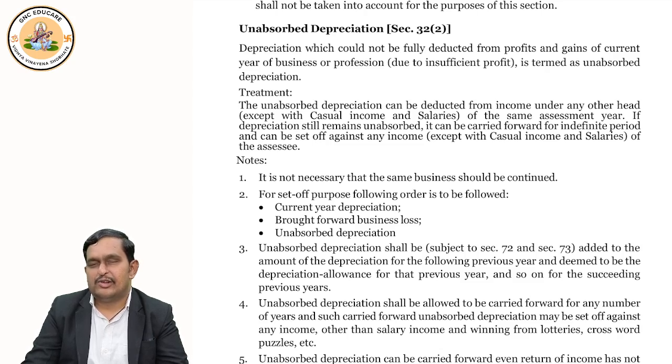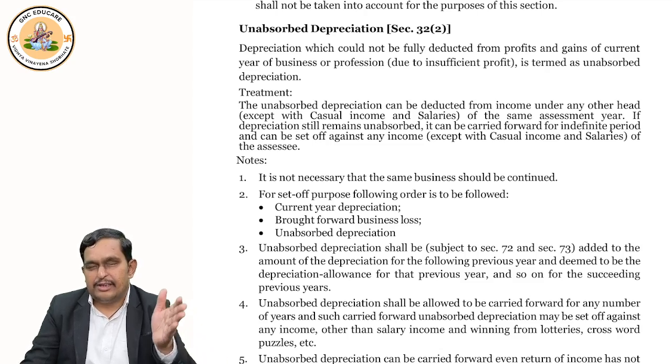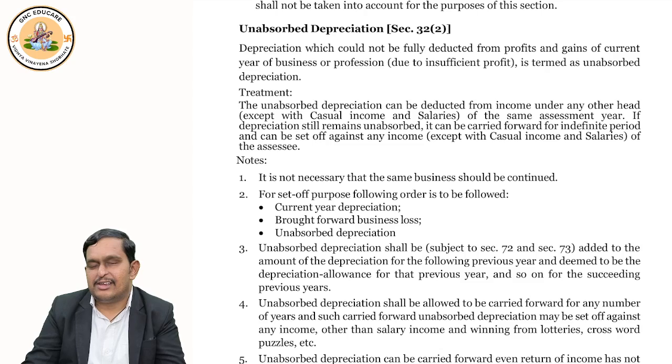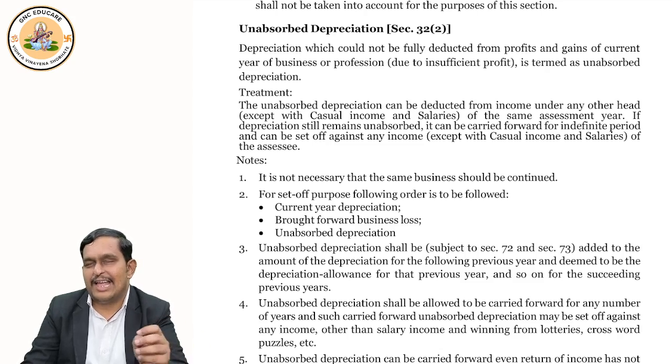Now tell me, your business income is 1 lakh, your depreciation is 1,50,000. What will you tell in accounts? In accounts, you will tell there is a net loss of 50,000. Correct? Obviously, 1 lakh is your income before depreciation and your depreciation is 1,50,000. So in accounting, you will tell 1,50,000 is your depreciation, and 50,000 loss.